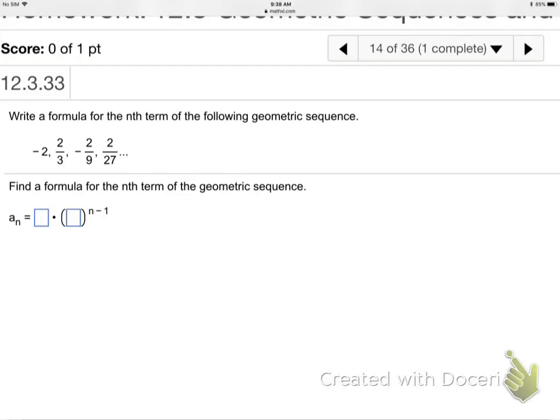Okay, so negative 2, 2/3, negative 2/9, 2/27, and on you go. All right, so take that one, try that one, and come up with a formula.